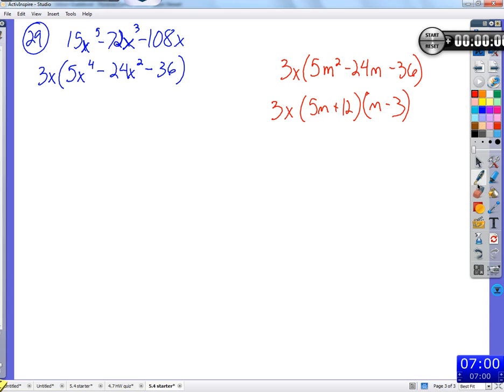Darn it. Okay, so maybe we'll switch the 12 and the 3. There's a 12, there's a 3. You get 3m minus 60m. That's not going to add up to negative 24m. So it is some guess and check. Unless, okay, now hold on.